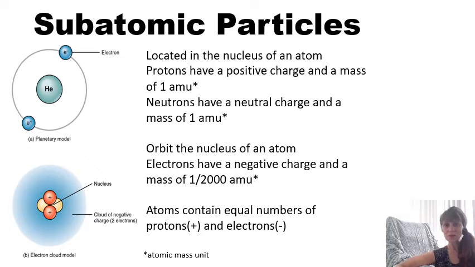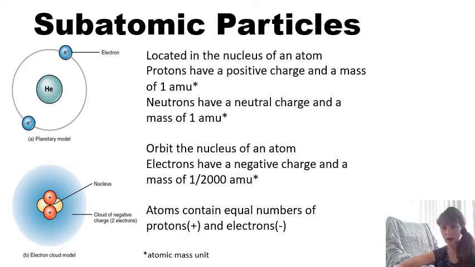Subatomic particles, which we've already spoken of in a previous slide, are located in the nucleus of an atom and orbiting around the nucleus, depending on which subatomic particles we are viewing. In the nucleus of the atom, we find protons and neutrons. Orbiting around the nucleus, we see electrons.